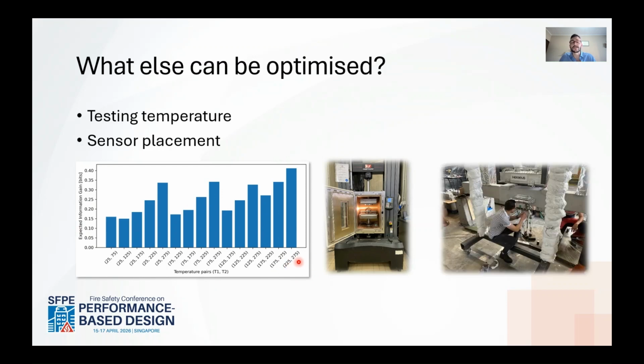We can also optimize sensor placement. For example, where do you place your thermocouples to reduce uncertainty in the temperature profile prediction? And so on. You can choose any experimental design parameter that you want, as long as you have a model that can capture its effects on the experimental outcomes.